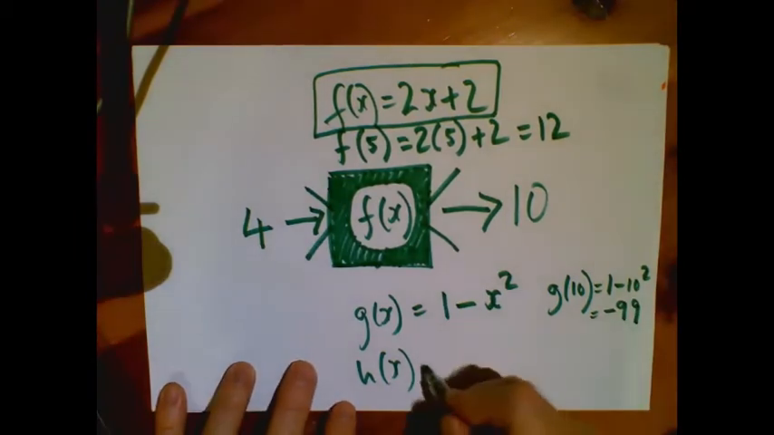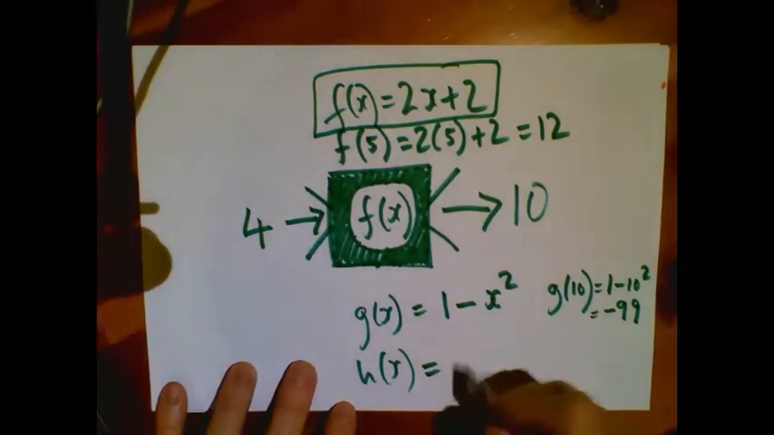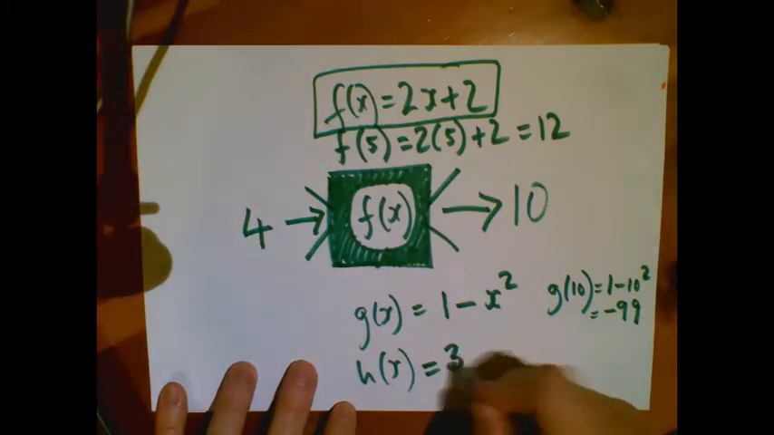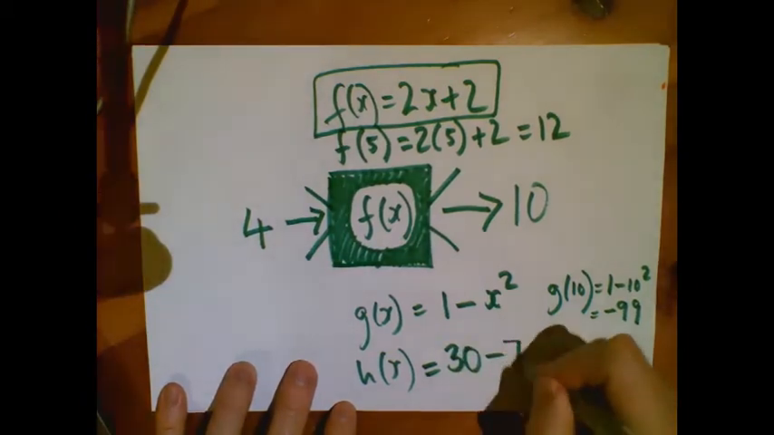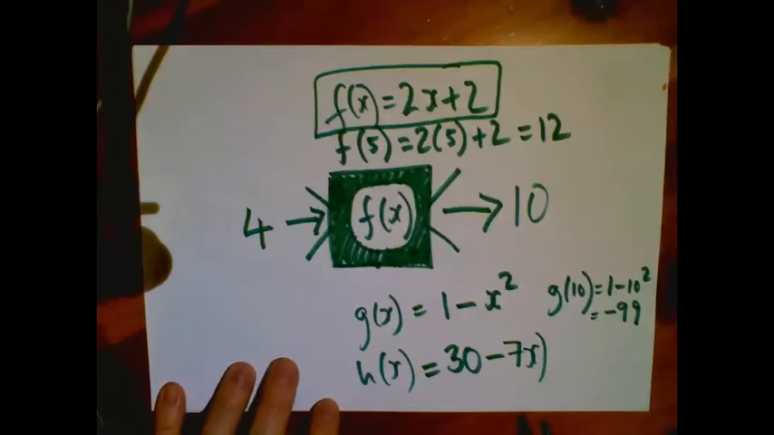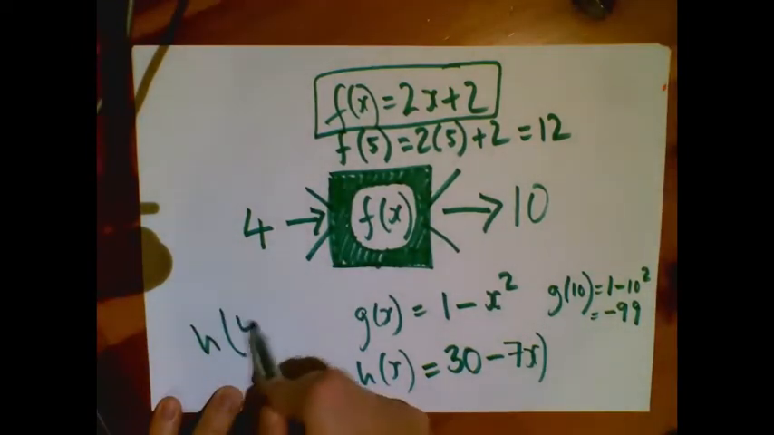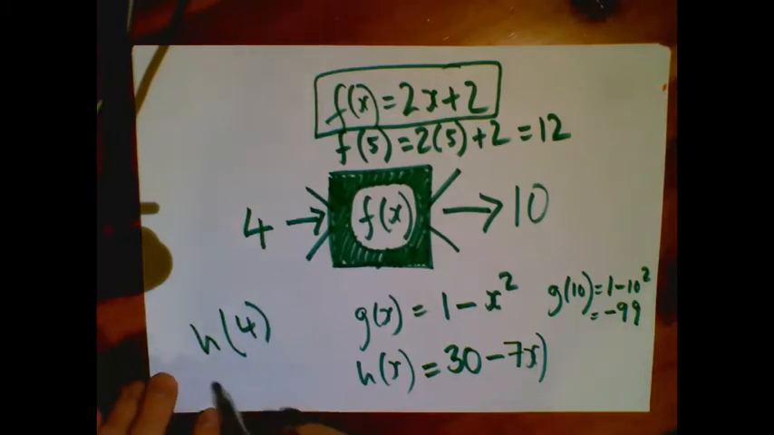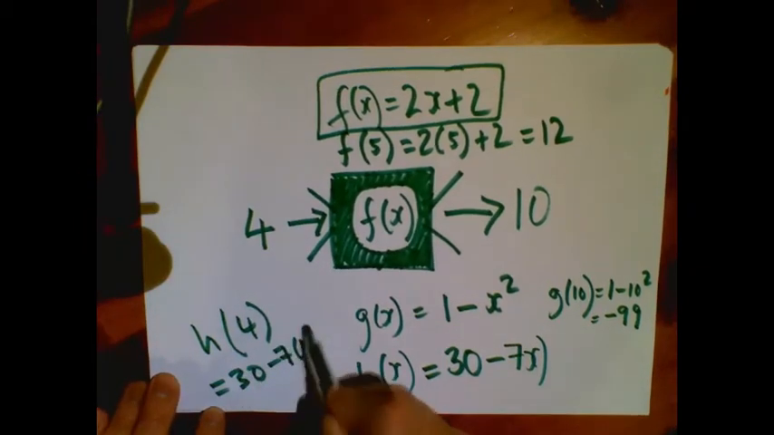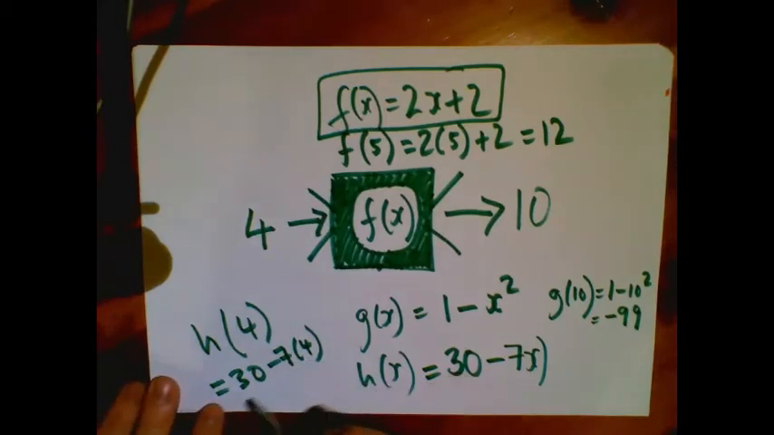Or you could have an h. Let's say the h was, I don't know, 30 minus 7x. So if you put in, let's say we put in h of 4, you would have 30 take away 7 times 4. So it'll be 30 take away 28, which is 2.